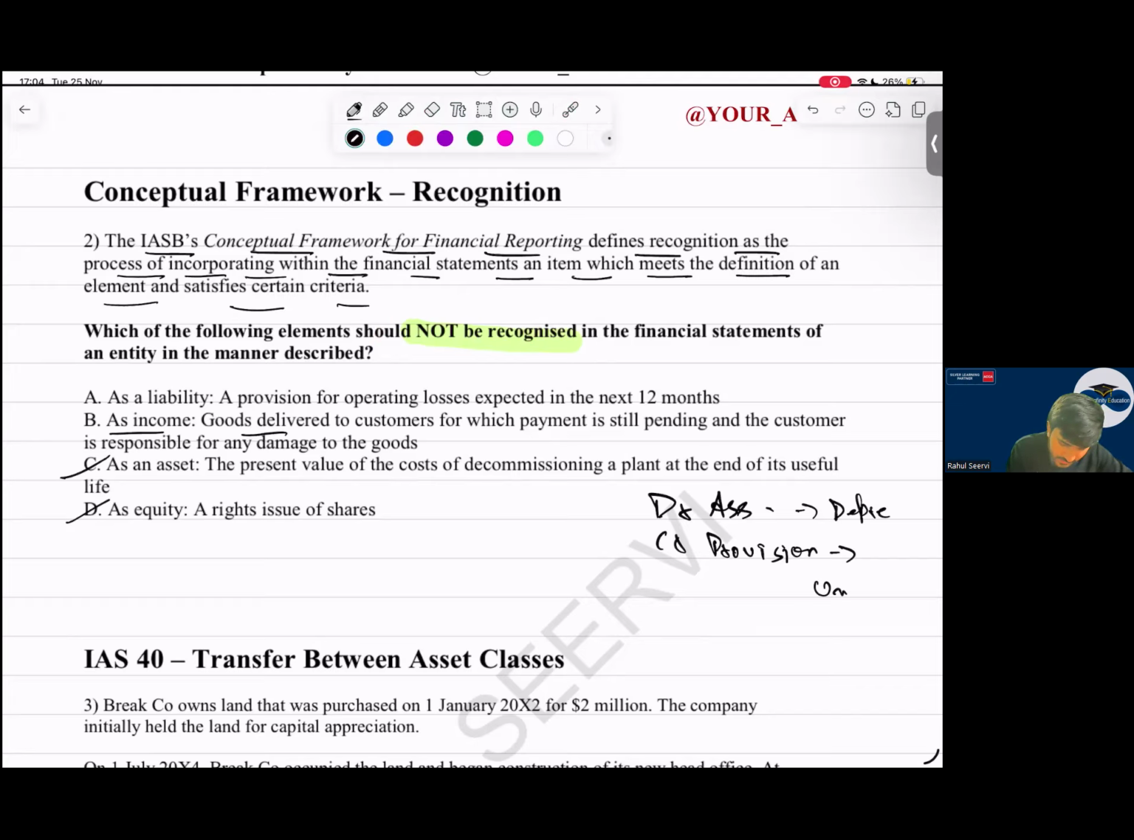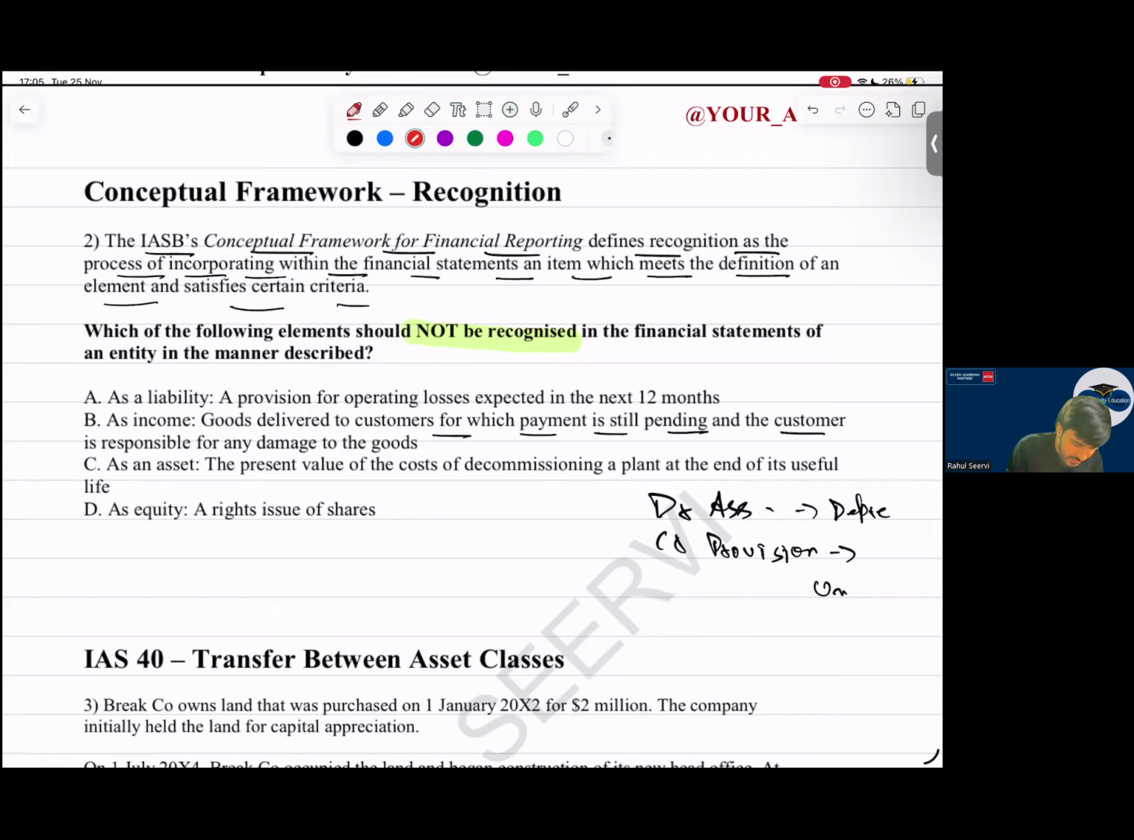As income, goods delivered to a customer for which payment is still pending and the customer is responsible for any damage to the goods. I have delivered the goods to the customer, I have not yet received the payment, and the customer is responsible for any damage. If the customer is responsible for any damage, that means I have transferred the control. Yes, sir, we will recognize this as income on an accrual basis. Your IAS and IFRS accounting is done on accrual basis. I will record this as income. This is also correct. So which is the last option that is wrong?